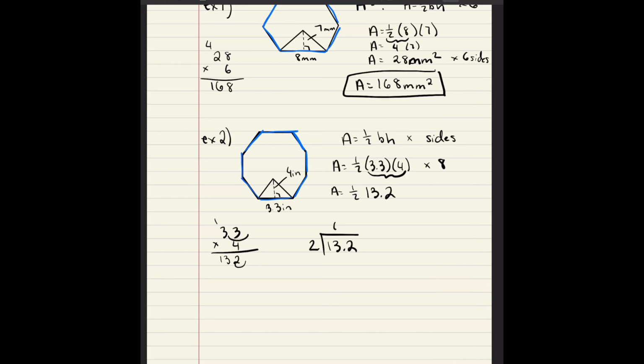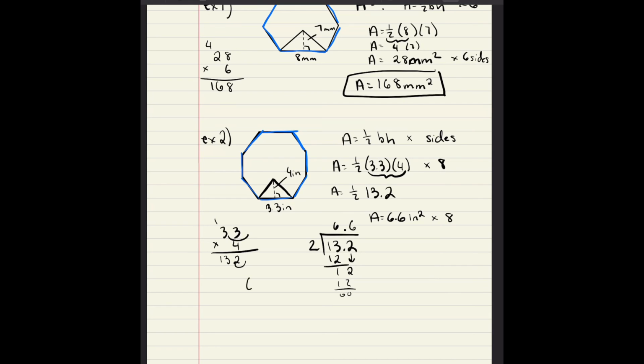So 2 can go into 13 6 times, which gives me 12, 1 left over. Oops, I don't need to do that. I need to bring my decimal up. Then I bring my 2 down. And 2 can go into 12 6 times again. So my A equals 6.6 inches squared. But I'm not done. That's the area for that one triangle. Now I have to find the area for all the triangles within my polygon. So I'm going to multiply by 8.